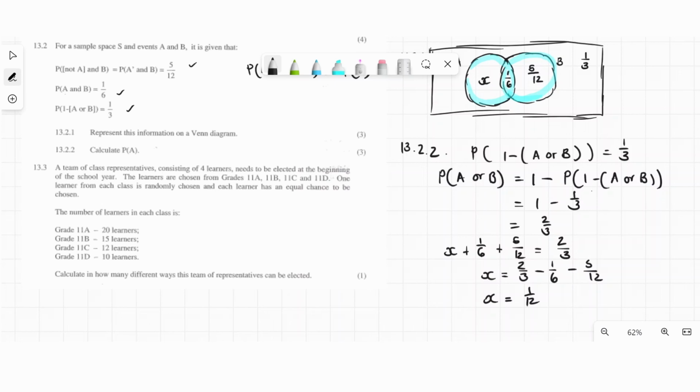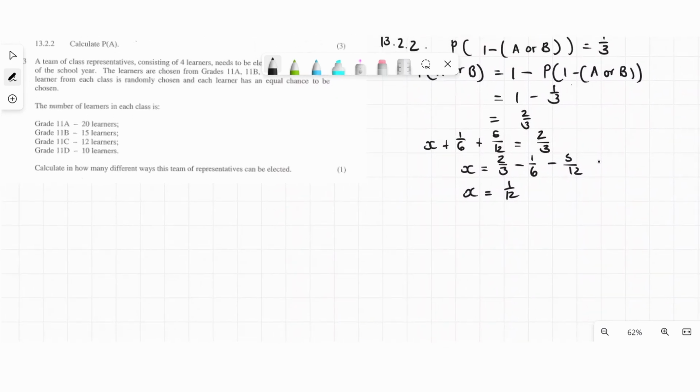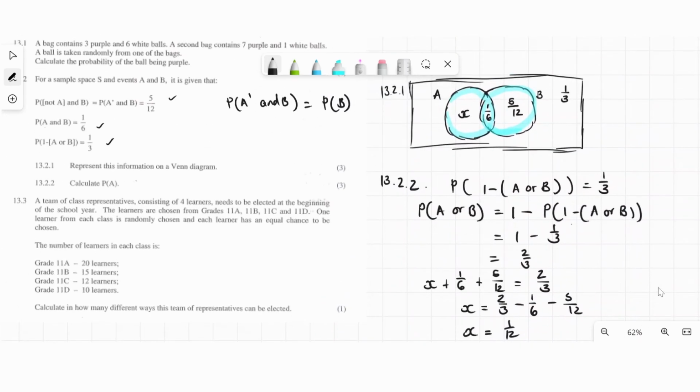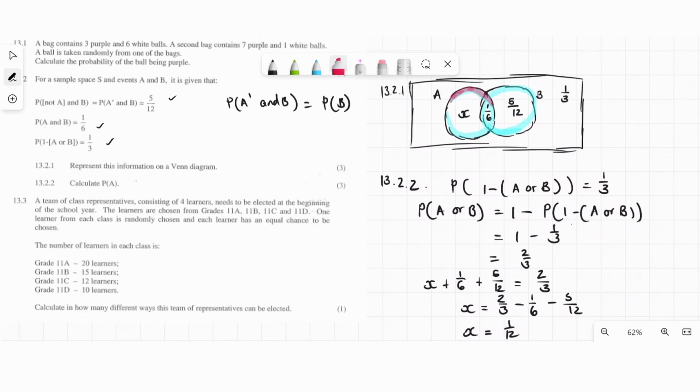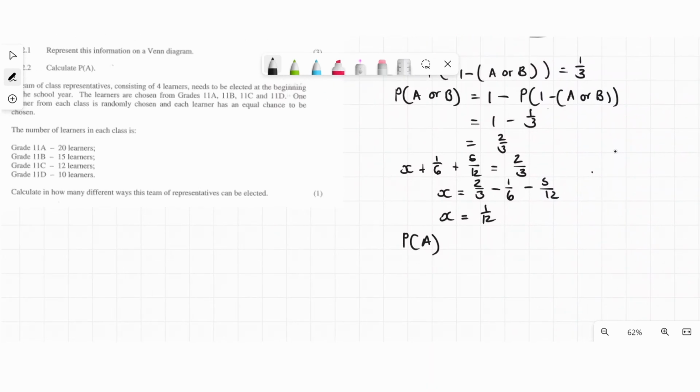But what do we know? The probability of A. To show it in the Venn diagram so that you can know next time, I'm going to highlight it in a different color. It means this whole thing plus the intersection. So it's going to be X plus the intersection. So the probability of A is equal to X plus the intersection, which is 1 over 6. We know that X is 1 over 12. So it's going to be 1 over 12 plus 1 over 6, which is going to give me the probability of A being 1 over 4.